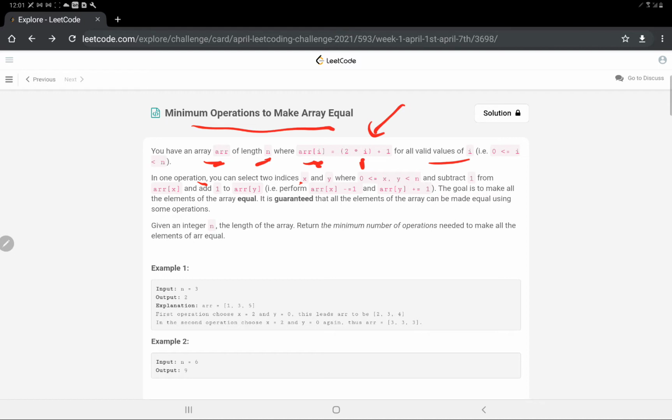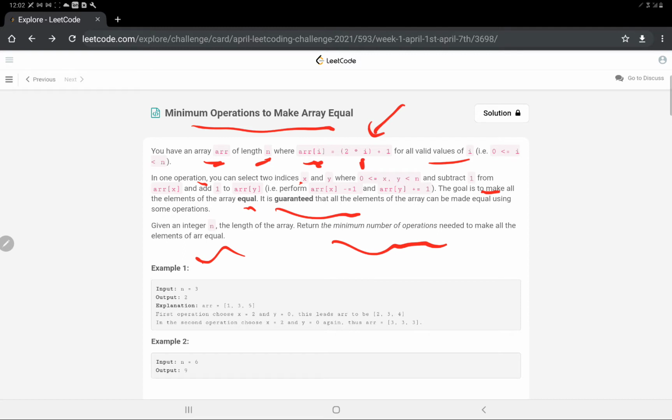So we can perform this one operation, and if we select two elements and do this, it is called one operation. The goal is to make all the elements of the array equal, and it is guaranteed that it can be made equal using some operations. We have to select two indices and add and subtract at the same time, and that is called one operation. So we have to return the minimum number of operations needed to make all the elements of the array equal. I hope the problem statement is clear to everyone.